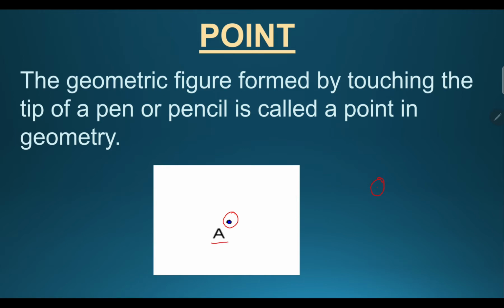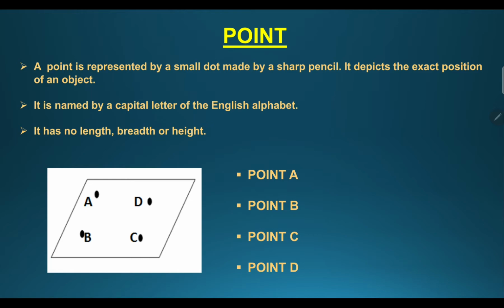And we always represent a point with a capital letter. So how are we going to name this point? This is point A. Some more features of a point are, it is represented by a small dot made by a sharp pencil. It depicts the exact position of an object. Usually, a point is named by using capital letters of the English alphabet. For example, you have to name point A.